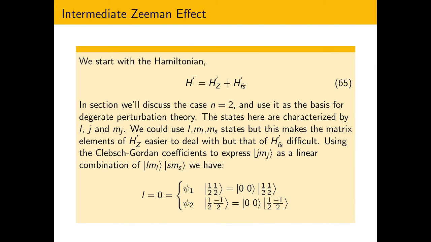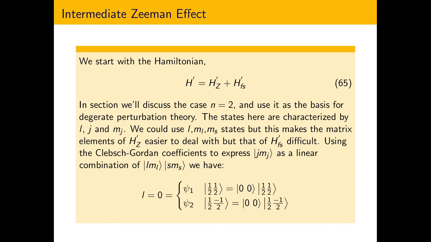Essentially, these states are characterized by l, j and m_j. We use those characterizations, because if we use l, m_l, and m_s, it makes the matrix elements of H_Z a lot easier to deal with, but H_FS a lot more difficult. So we're going to have to come to a middle ground here and see which is easier to deal with, and run with this.